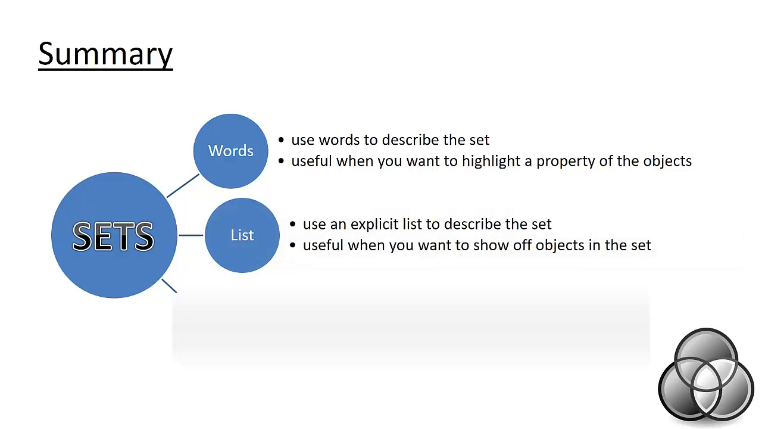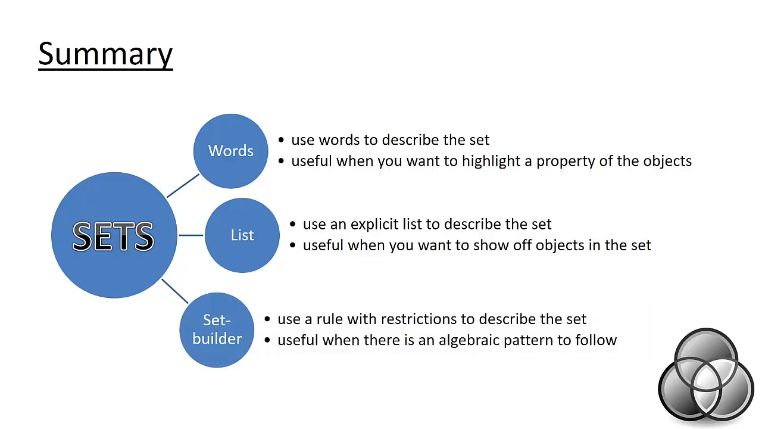A second way to describe a set is using a list. If we have relatively few objects that don't share a particular property, this might be the easiest method to use. Finally, we can use what's called set builder notation, where we locate an important property of all of the objects in the set and try to describe it algebraically. As we progress through mathematics, set builder notation becomes more and more common.